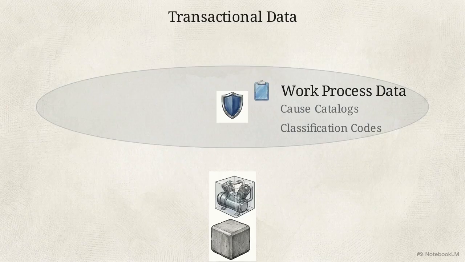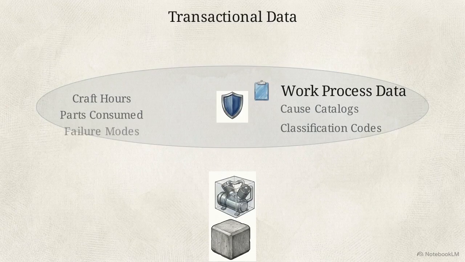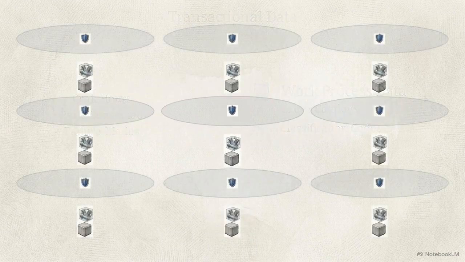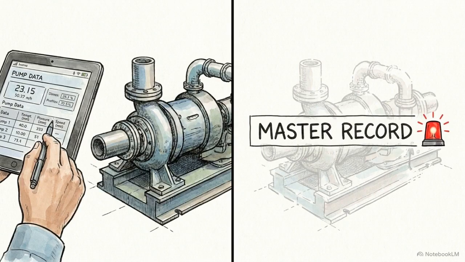This records the live events occurring on the equipment. These are the daily inputs: craft hours logged, parts consumed from inventory, and specific failure modes recorded during repairs. A large plant generates tens of thousands of these records as operations and maintenance teams execute their daily tasks. Every transactional record draws its context from the work process rules and master data objects established upstream. Frontline data entry is a byproduct of the upstream architecture. You cannot fix structural data problems by demanding better work order discipline from technicians.